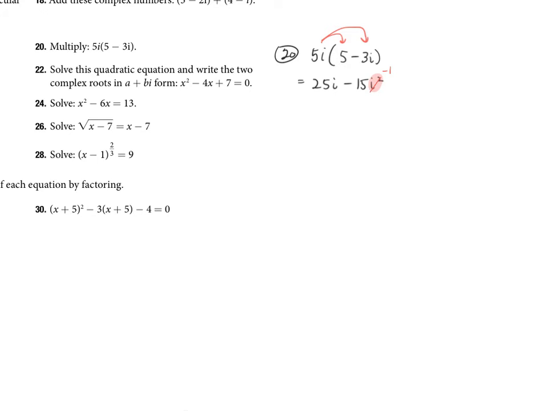So we're going to have 25i. Negative 15 times a negative 1 is positive 15. And then remember, you have to make sure you write it in the correct form, a plus bi. So the real part has to go first, and the imaginary part has to go second. So 15 plus 25i would be our complex number here.